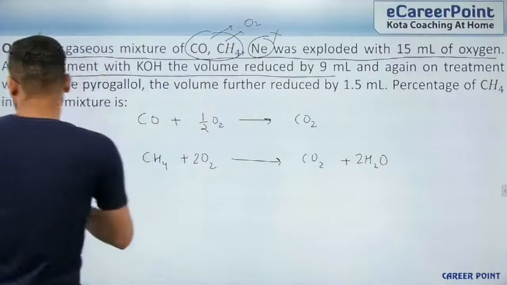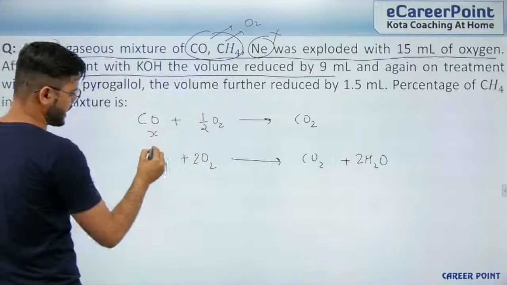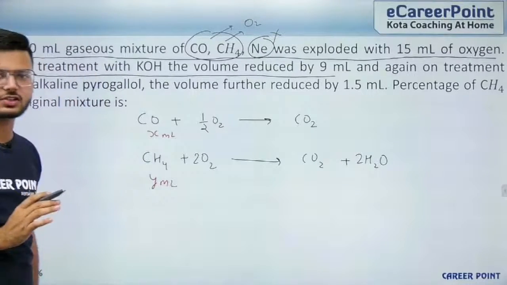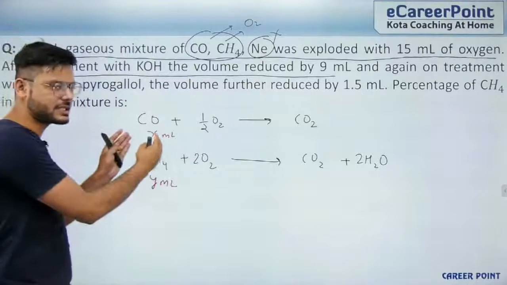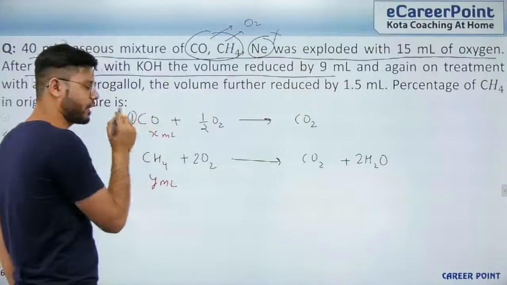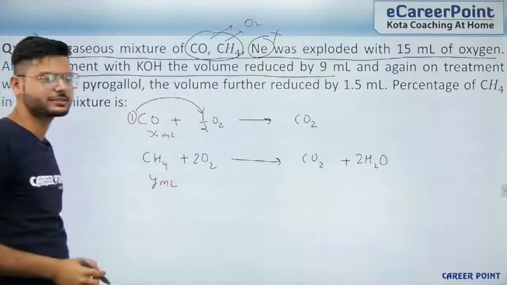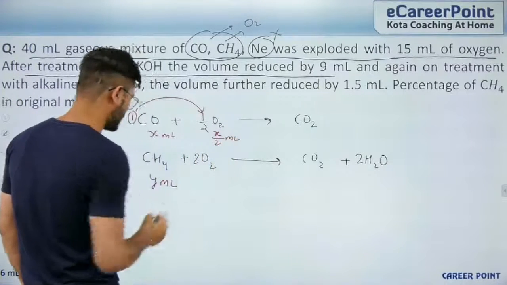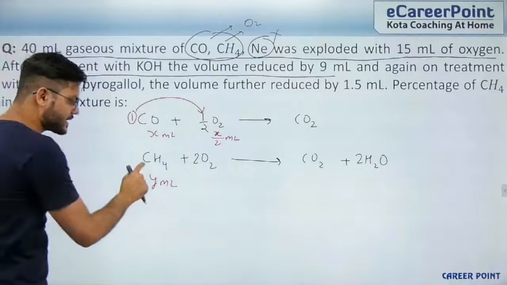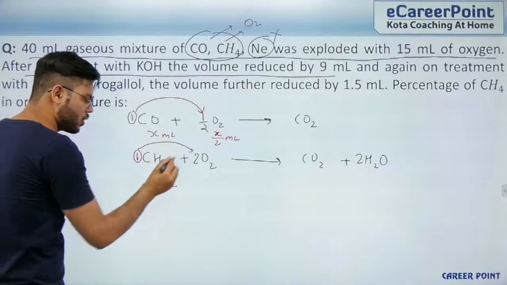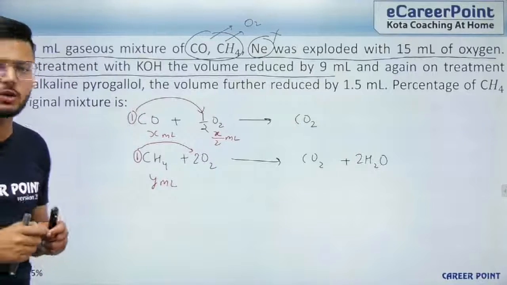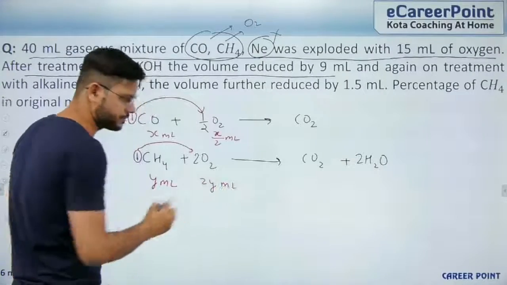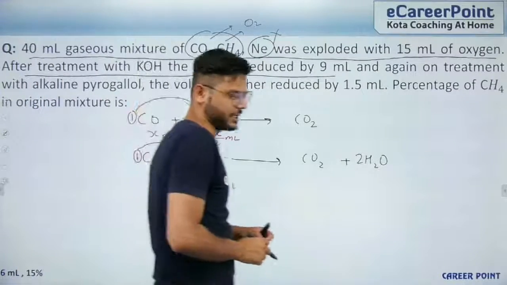Now let's say X ml of this we have and Y ml of this we have, after writing the reaction. Now X ml of this reacts with, 1 mole of this reacts with half mole of oxygen. So X ml will react with X by 2 ml of oxygen. Similarly, my dear students, CH4 1 mole is reacting with 2 mole. Similarly, we can treat them with the volume. So 1 Y ml will react with the 2 Y ml of O2. That's the important point here.